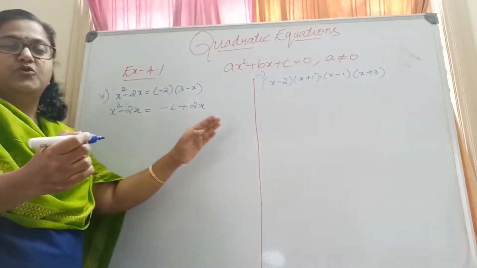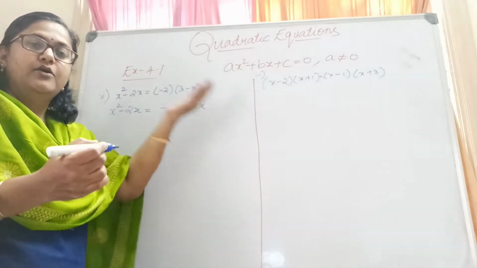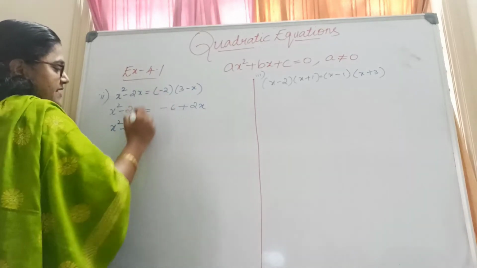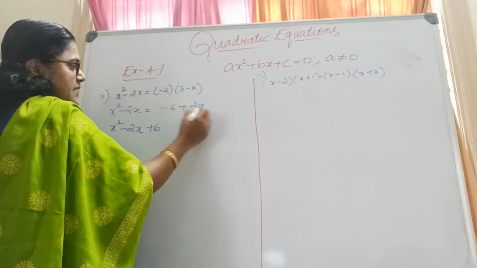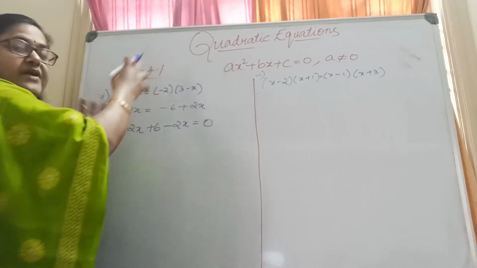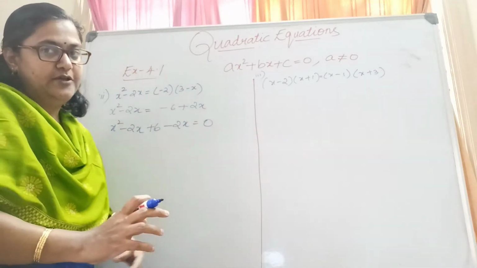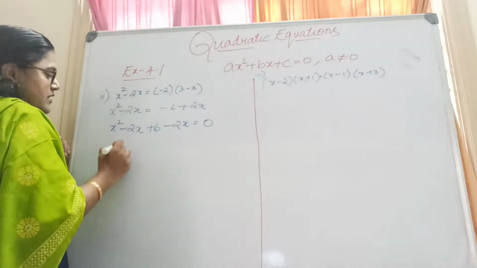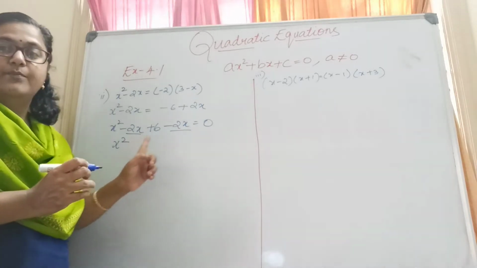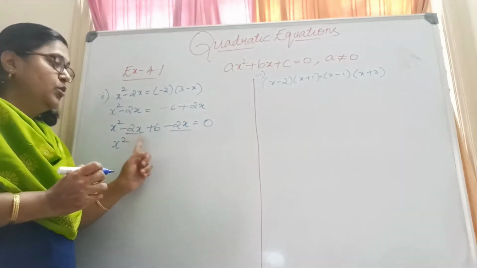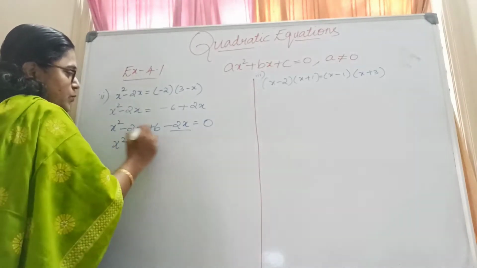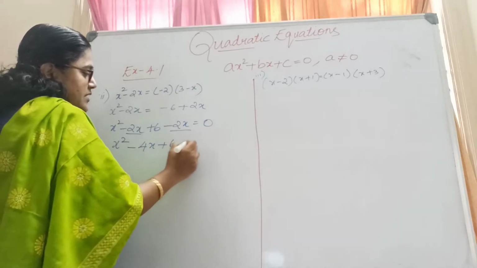Now transpose whatever is there on the right hand side to the left hand side. So x square minus 2x, minus 6 will become plus 6 when you bring it to the left hand side, and plus 2x will become minus 2x when you bring it to the left hand side, is equal to 0. Because you are bringing everything to the left hand side, you have to write 0 on the RHS. Right? Now here, these two are the like terms, minus 2x minus 2x, both are negative. So when both are negative, you have to add and take the same sign. So I'll get minus 4x, 2 plus 2, 4, plus 6 is equal to 0.